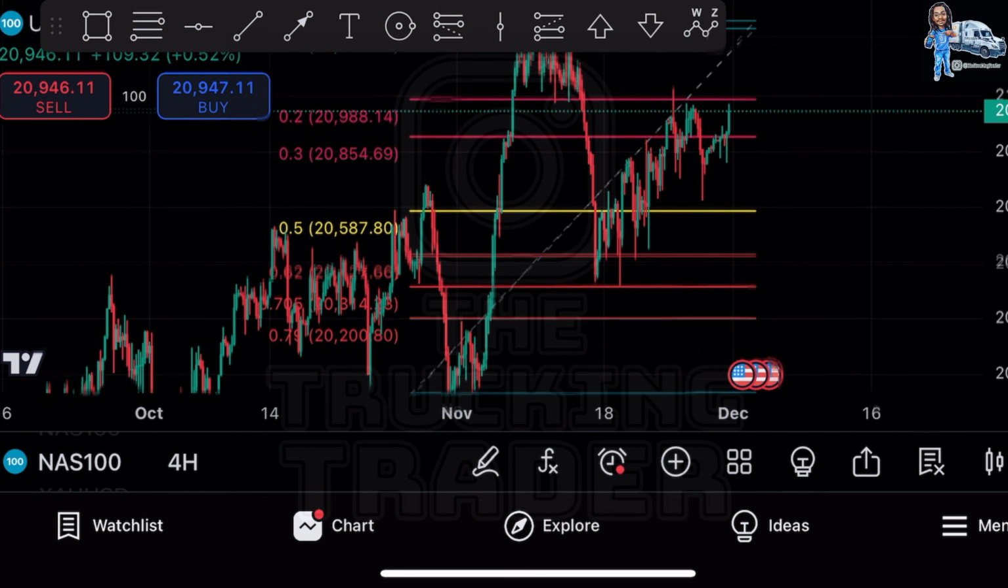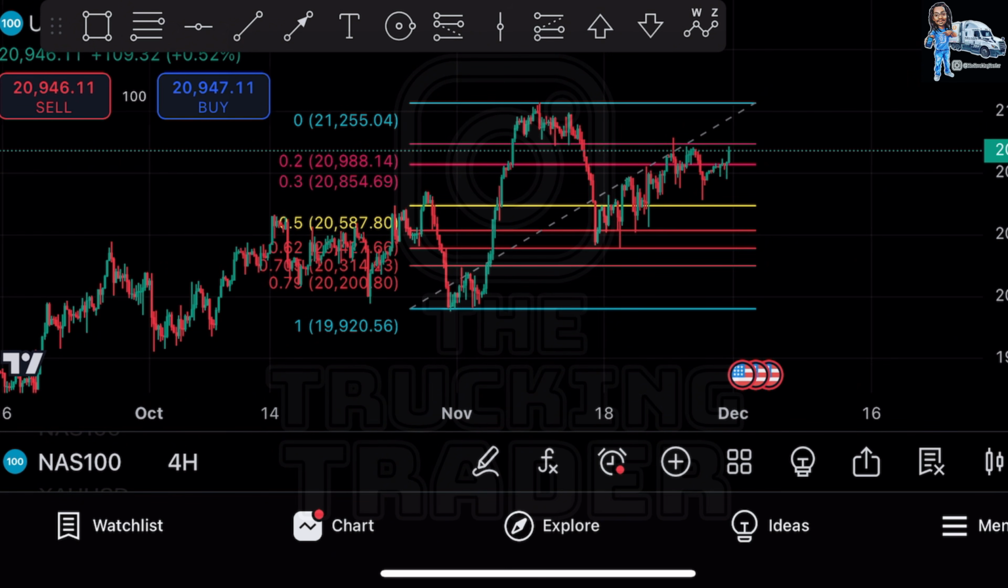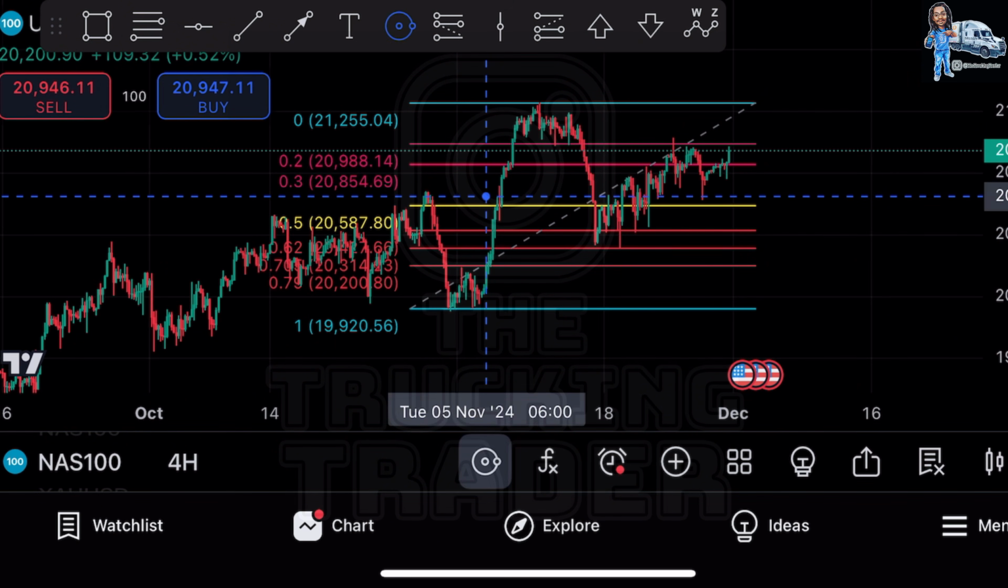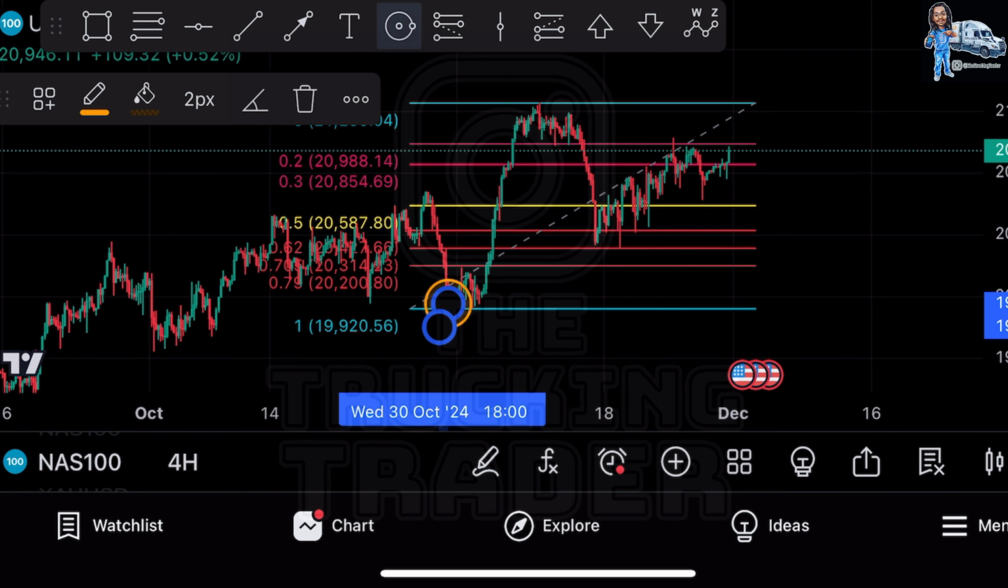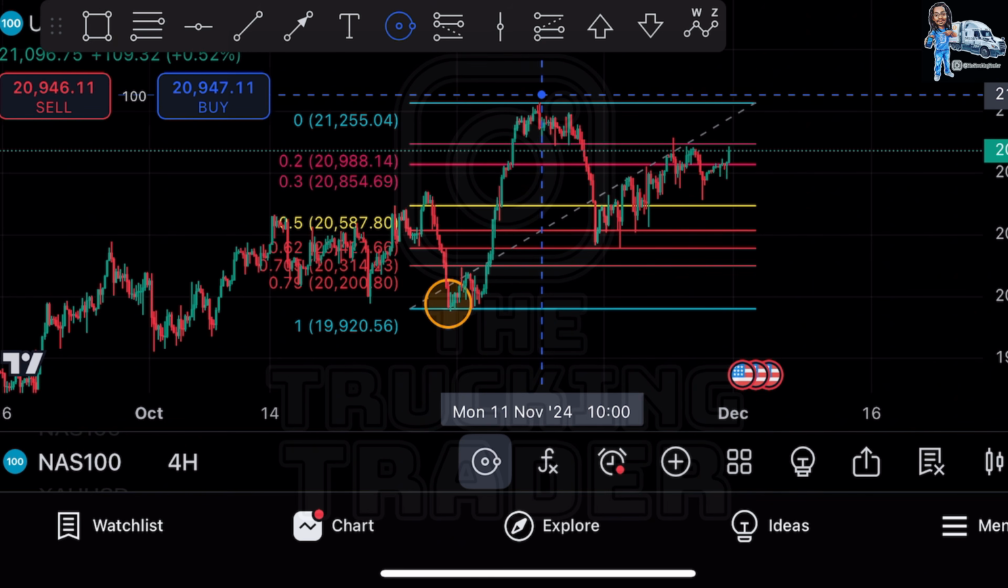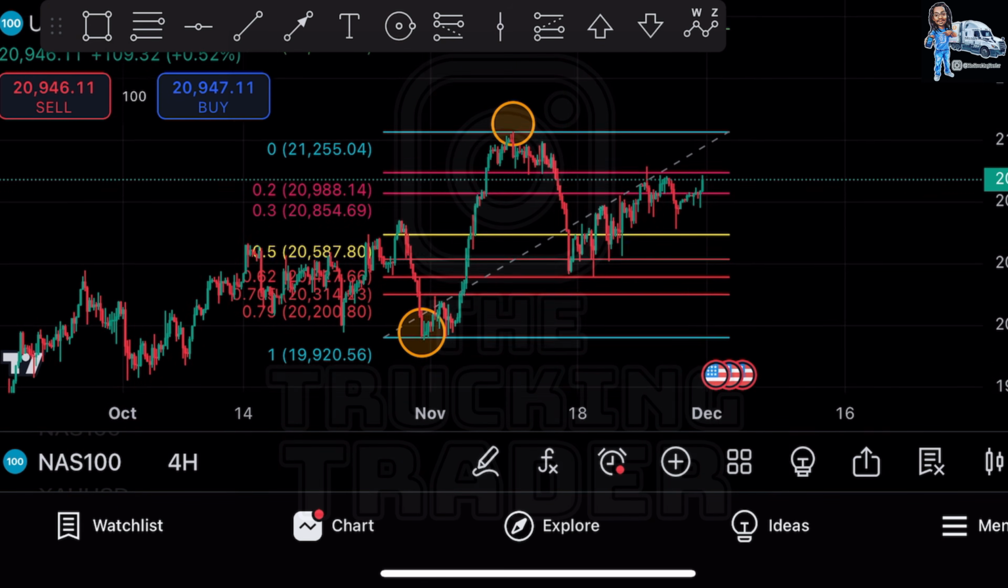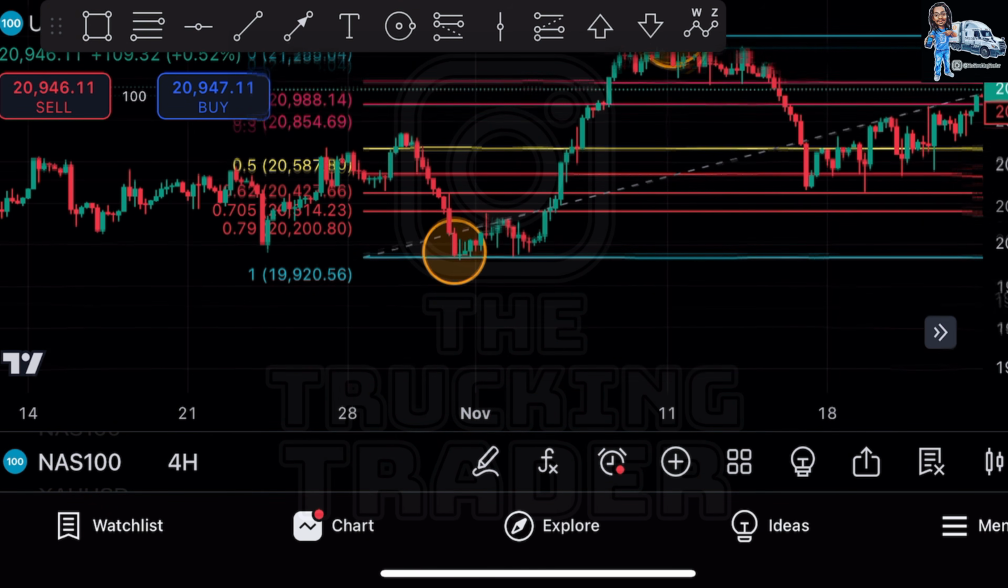So notice how when I put my Fibonacci on my chart from the low to the high, this is the swing low that I use right here. I'm going to put a little bubble on that. And this was the swing high that I used. You might not be able to see it clear unless I zoom all the way in.